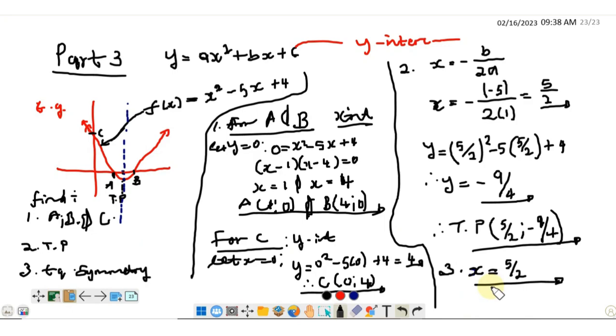So that is it, guys. This is the third part. Here they give you the equation, to solve for the x, to solve for the y, solve for the turning point, and to solve for the equation of symmetry.